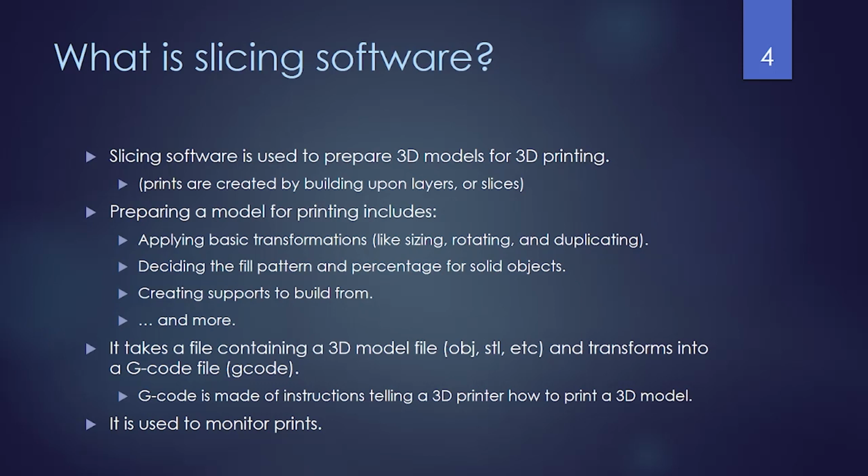Ultimately, what slicing software does is it takes a 3D object file and transforms it into G-code. G-code is essentially machine instructions which tell the 3D printer what to do. Slicing software can also be used to monitor where you are in your G-code as your printer is running. However, it won't tell you if something's gone wrong. For that, you actually need to put eyes on your 3D printer.